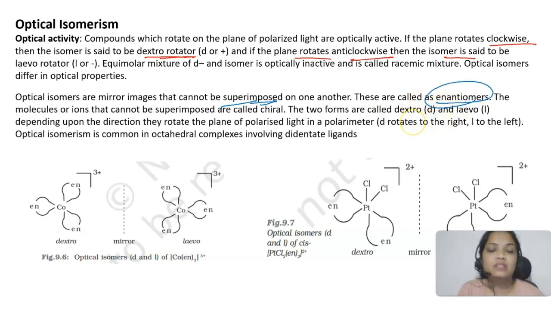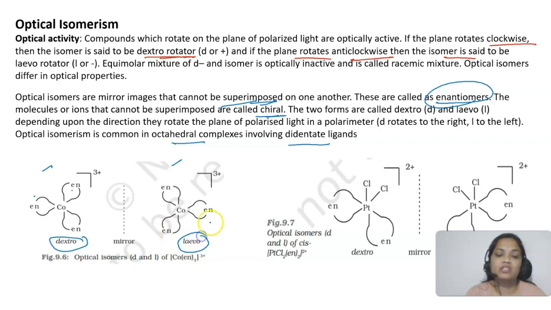We will study this more in organic chemistry, where we will talk about optical activity and all of that. Just try to understand that molecules that cannot be superimposed are called chiral. Here you can see this compound and this is its mirror image. The mirror image is non-superimposable, meaning if you place it on top of this, it is non-superimposable. So these two forms are dextro and levorotatory. Optical isomerism can be seen in octahedral complexes having bidentate ligands. Here we have ethylene diamine, 3 ligands. This is the dextro form, and its mirror image is the levo form.